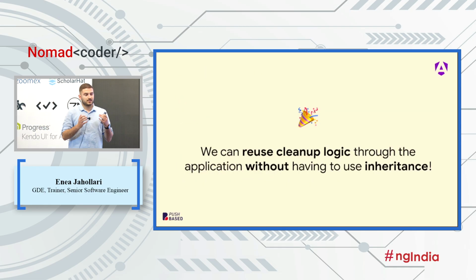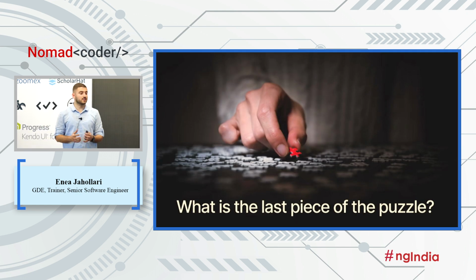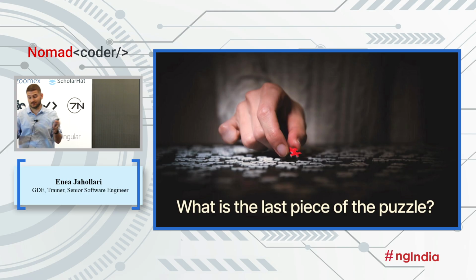This means that we can reuse cleanup logic through the application without having to use inheritance. We don't have to extend the class to do some logic there to clean up or do subscriptions in order to reuse some state. Good. What is the last piece of the puzzle? Any idea?